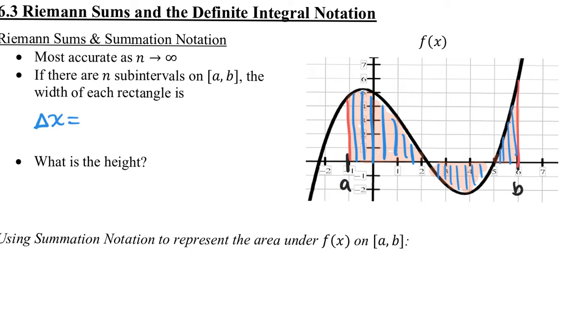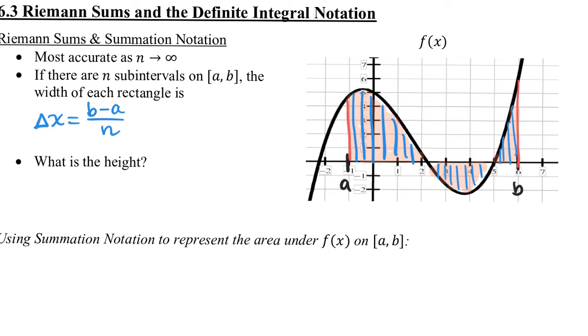So let's find the total distance from here to here. In the x direction, the total distance would be b minus a. And then I want to divide it by the number of rectangles I'm splitting it into. So the base of each of those rectangles, delta x, is going to be b minus a over n.